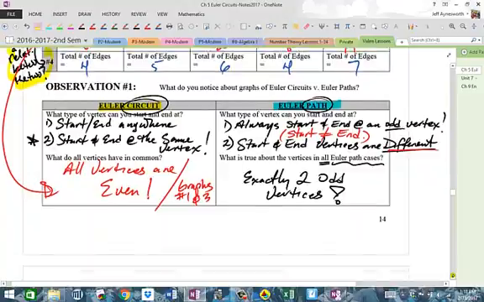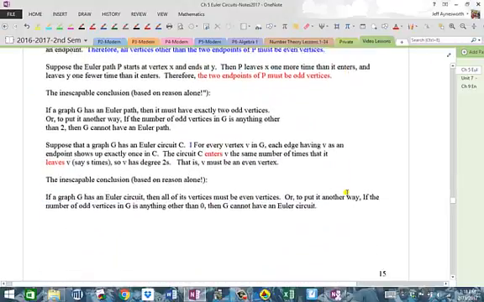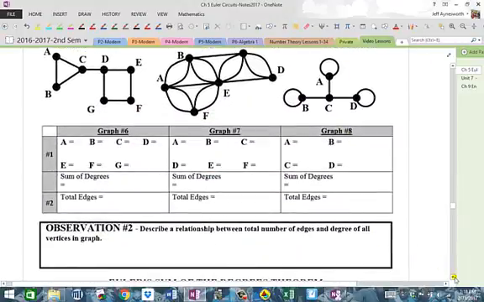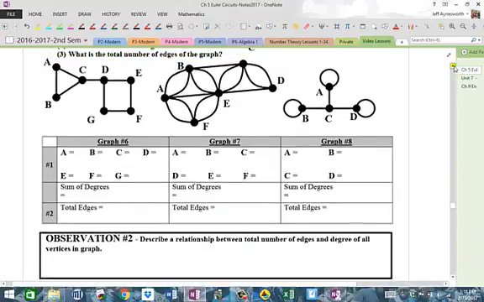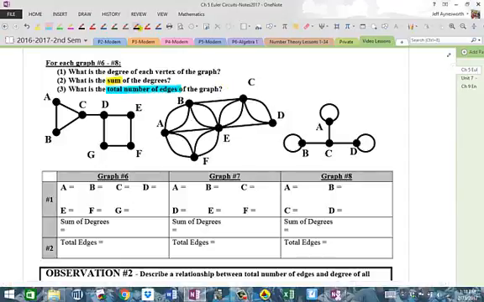So we're going to do the activity once again, just to hit it home and see the relationship. And number 2, more importantly, state it formally, because in mathematics we always formalize things, right? They're called theorems. So what we want to do in these graphs 6, 7, and 8 in this figure is figure out the sum of the degrees, and secondly, the total number of edges in each graph. Okay, so let's go ahead and do that.